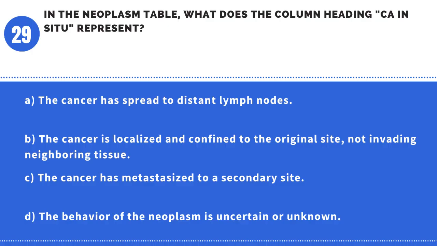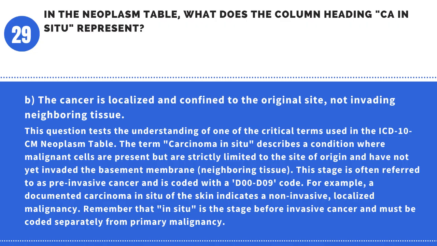Question 29. In the neoplasm table, what does the column heading "CA in situ" represent? A. The cancer has spread to distant lymph nodes. B. The cancer is localized and confined to the original site, not invading neighboring tissue. C. The cancer has metastasized to a secondary site. D. The behavior of the neoplasm is uncertain or unknown. Answer B. The cancer is localized and confined to the original site, not invading neighboring tissue.